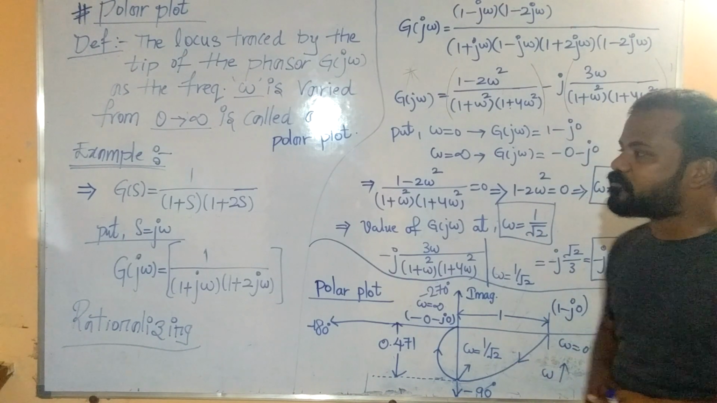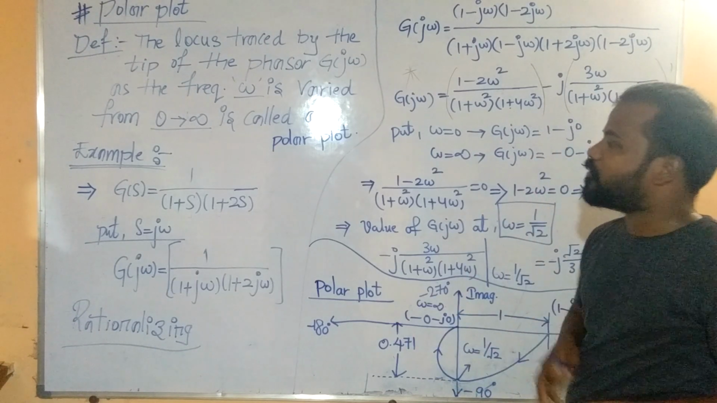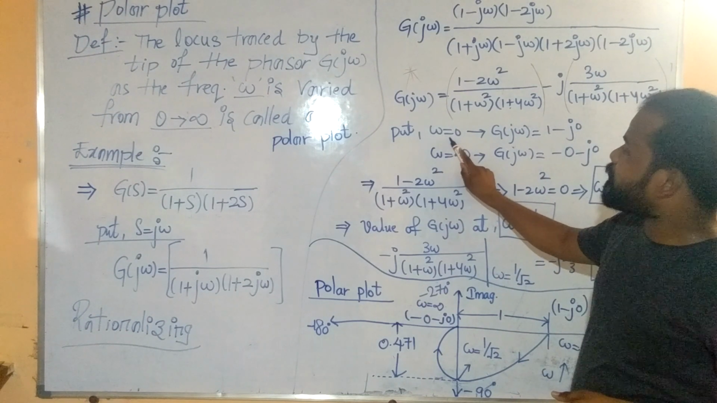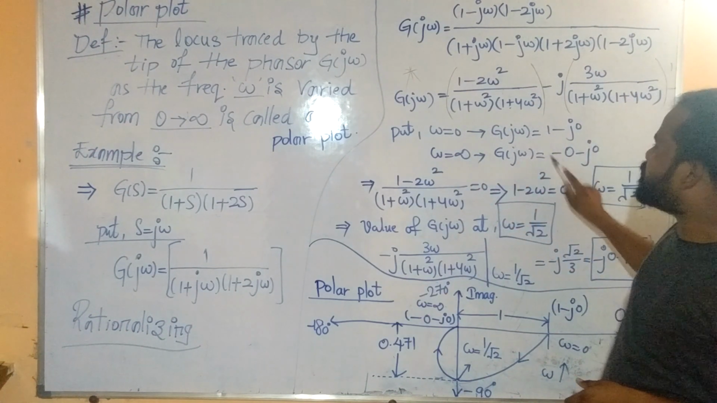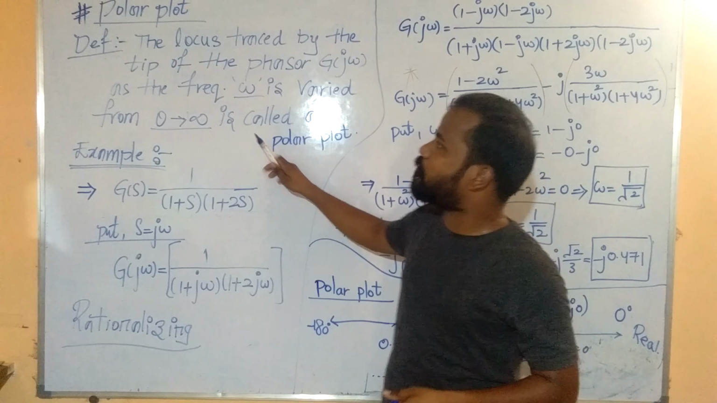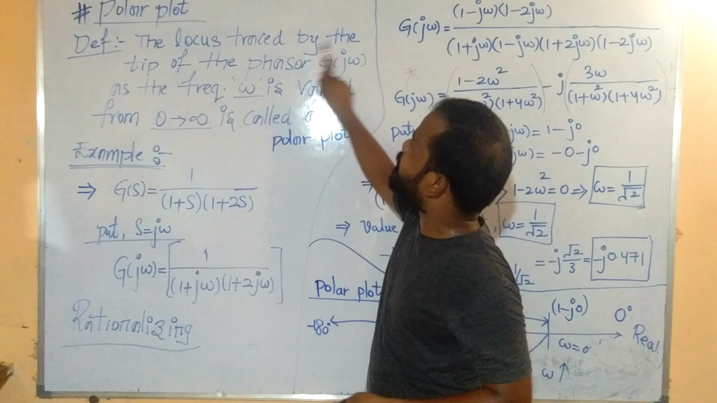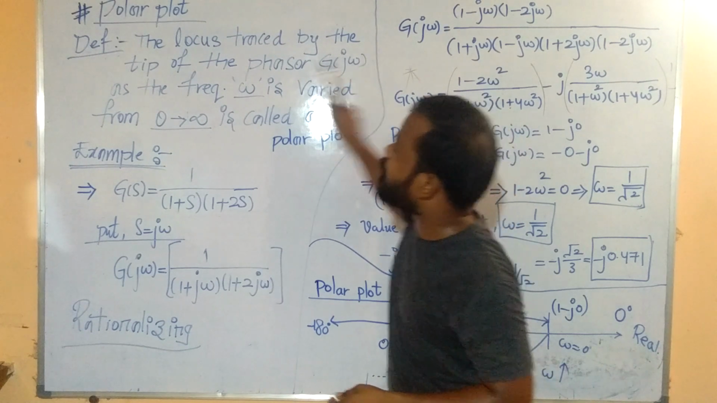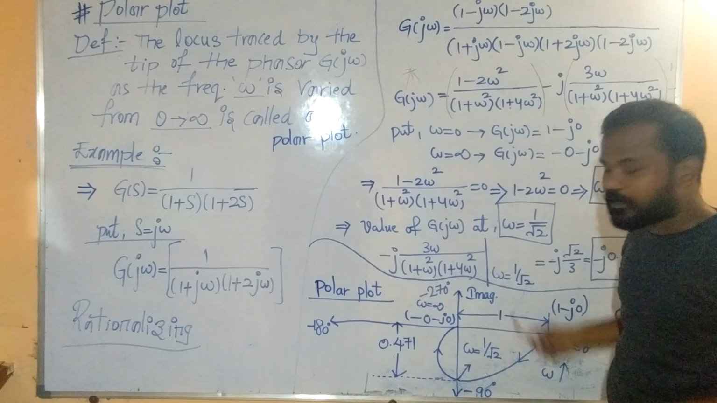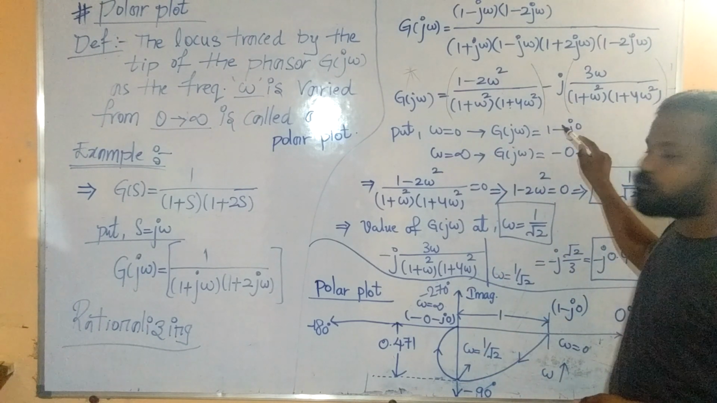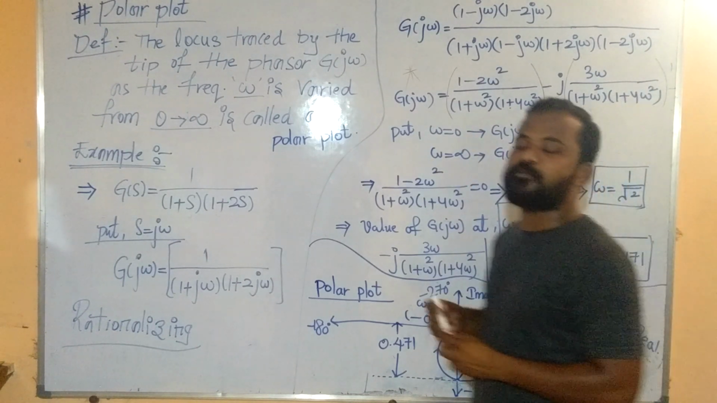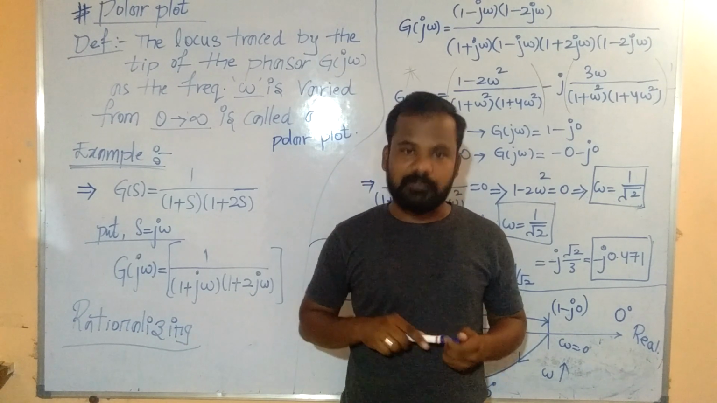Clear? So like this we need to draw the polar plot for any function. The main thing is that we vary the value of omega from 0 to infinity, you get these two terms, and with the help of these two terms only it is possible to draw the polar plot. That's why the definition of polar plot is the locus traced by the tip of the phasor G of j omega as the frequency omega is varied from 0 to infinity. This total polar plot we have drawn just now with the help of the values of these two, which we get when we vary omega from 0 to infinity. Clear? So this is the procedure we need to follow whenever we draw a polar plot. Okay, thank you so much.